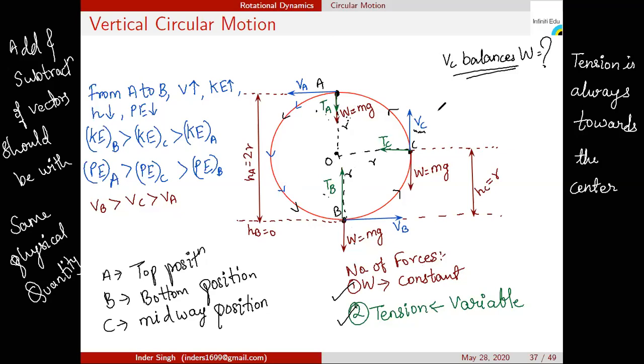But we cannot subtract this VC and W because they are not the same physical quantity, right? The different physical quantities vector can be multiplied, but they cannot be added or subtracted. Okay. So if you are done with this, we can move ahead. Have you completed? Yes sir। Okay. So let us move ahead.